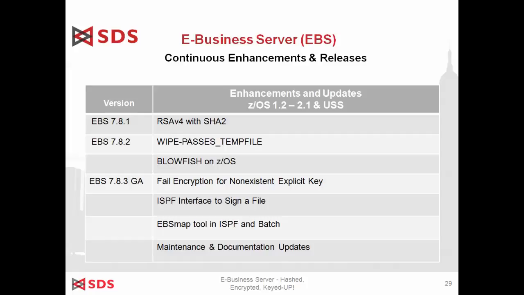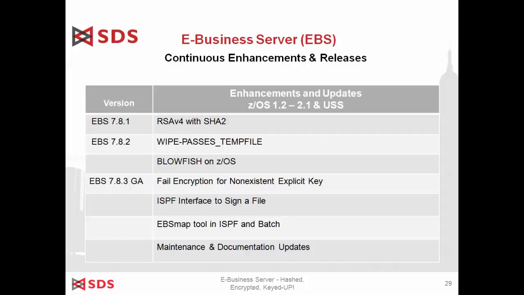In EBS 7.8.1, it has support to generate RSA version 4 with SHA-2 hashes. In EBS 7.8.2, we have a new parameter, wipe passes temp file, to control the number of passes on a temp file, and we provided support for the Blowfish cipher on z/OS.